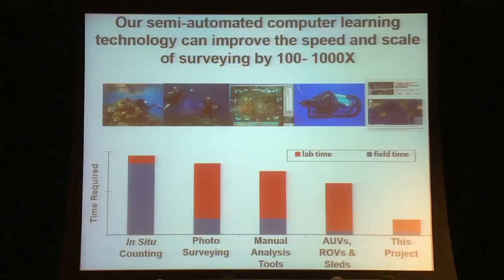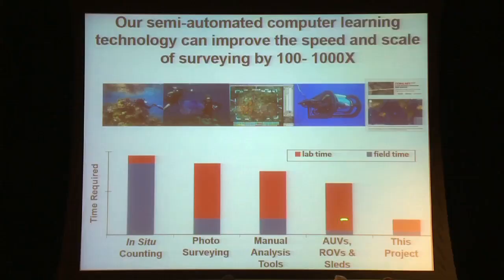And with the advent of new imaging technologies, such as automated underwater vehicles, remotely operated vehicles, and imaging sleds, the rate of image acquisition has increased by 10 to 100 times. So now we're getting hundreds to thousands to hundreds of thousands of images from each survey, but this analysis bottleneck remains. So the point of this project was basically to use a semi-automated analysis system, basically to use the manual annotations that have already been done to train the computers to be able to make automatic annotations of the imagery to be able to speed up both the pace and the scale that we can do these surveys.